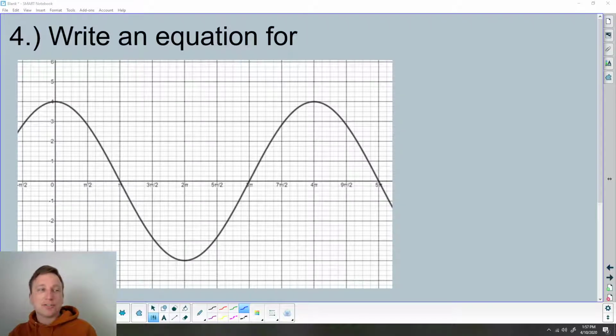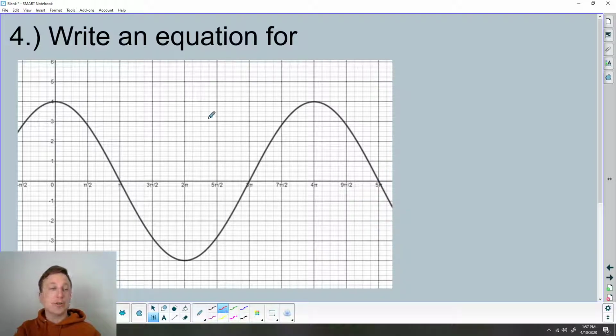Everyone, welcome back for the last practice question of this week's unit, writing an equation for another trig function. Similar to question 3, we're going to approach this in the same way by first determining, well, what function is this? Is it a sine, is it a cosine, or is it a tangent? Tangent has a whole bunch of vertical asymptotes going every which way, so it's not a tangent function, so it must be either sine or cosine.